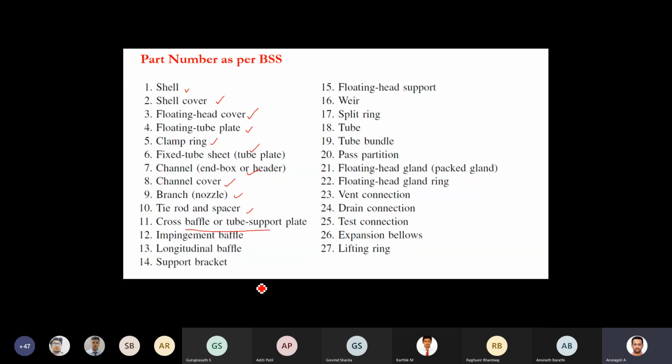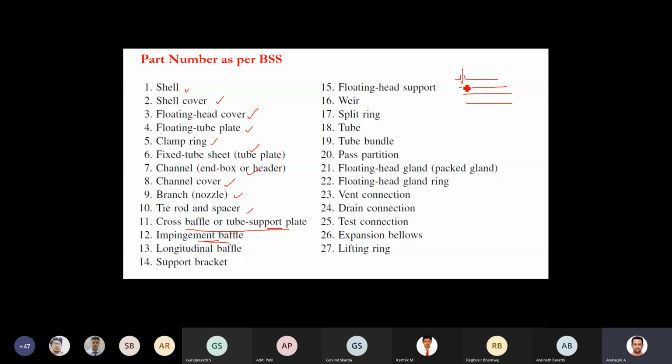Then tube support plate, or you can say cross baffle. A baffle is used for different purposes. One is to change the flow direction, another is to increase the turbulence. Sometimes it may be used to support the tubes. Then impingement baffle. Impingement baffles are normally used at the inlet of the shell side fluid, because you have tube bundles like this. This is your shell. So here what happened? This is your nozzle.